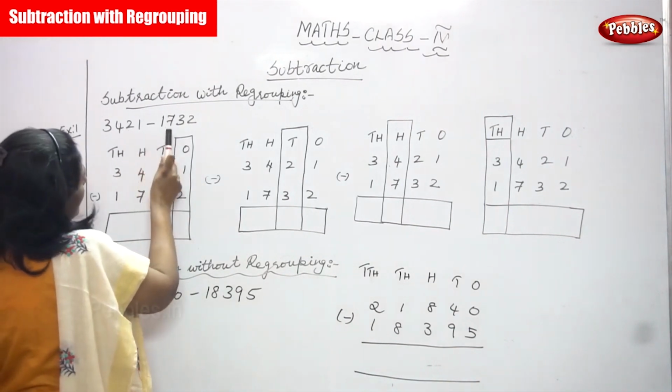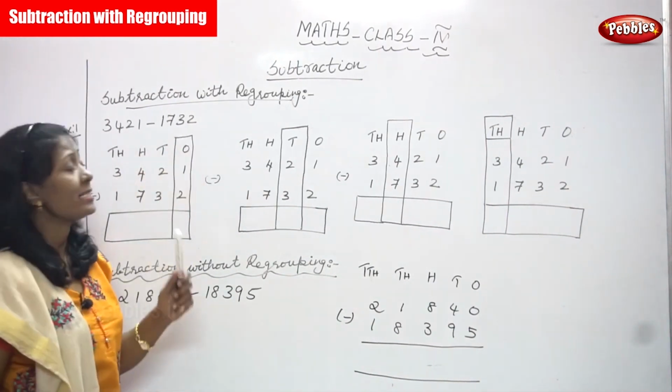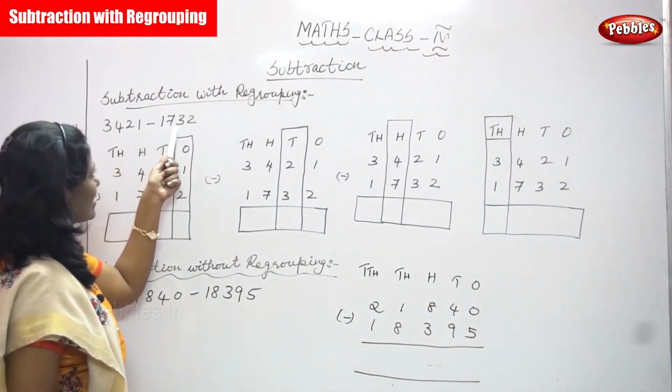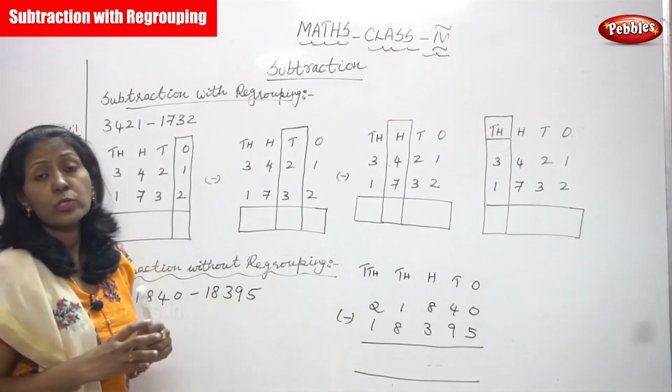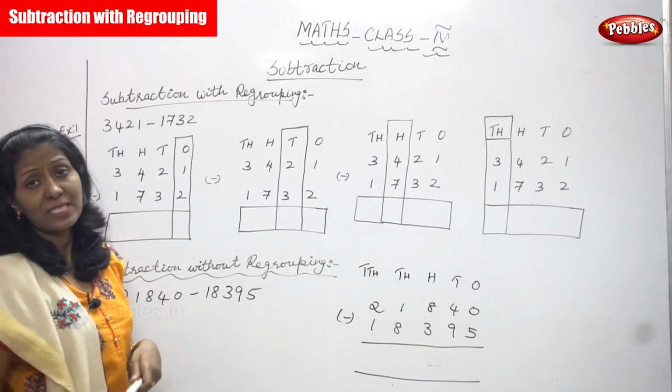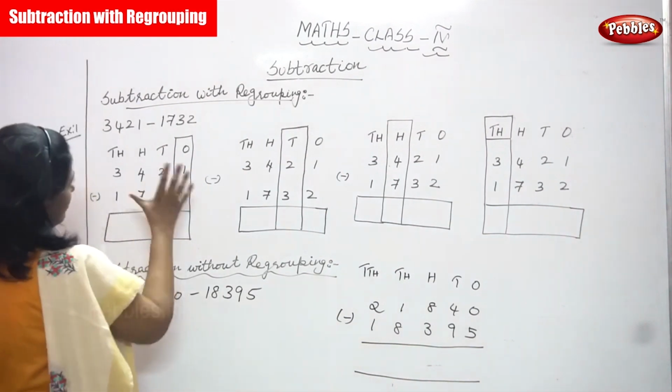3421 minus 1732. I'll repeat: 3421 minus 1732. So we are going to subtract two numbers. The first number is a bigger number, the second number is a smaller number. So first we have to write the place value.